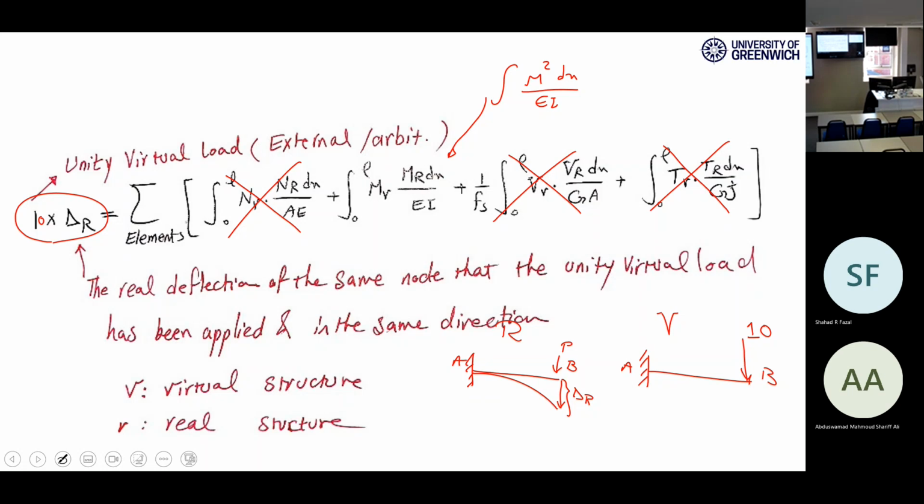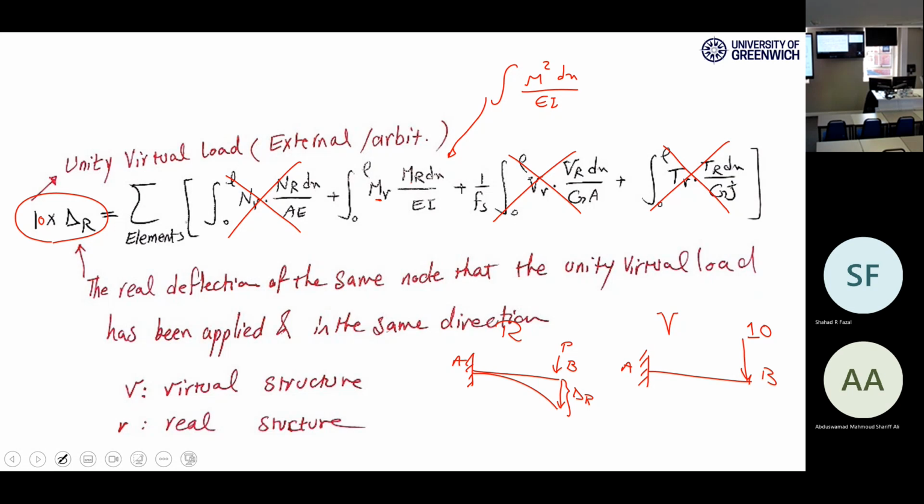1 is because it's simple. One is good, we like one, because it multiplies with everything and it's still very helpful. Otherwise, we can put whatever you want. The left-hand side means the virtual work, the virtual force multiplied by the real deformation. Here, the energy-based virtual internal bending moment is multiplied by the real bending moment.